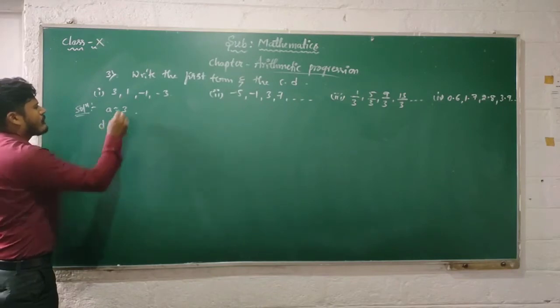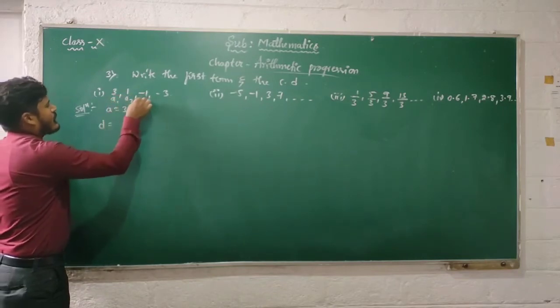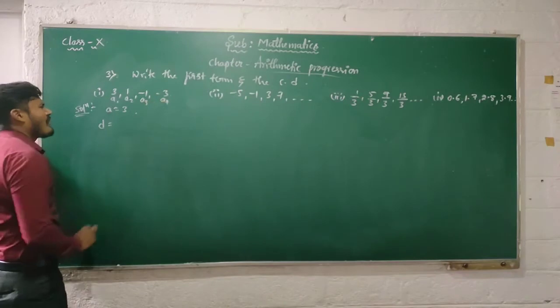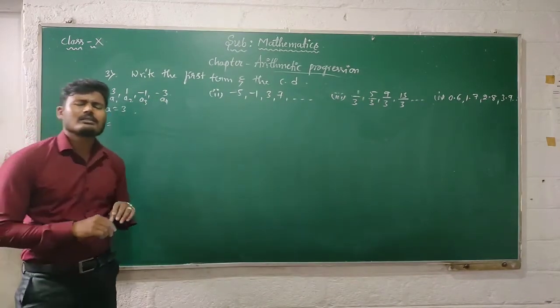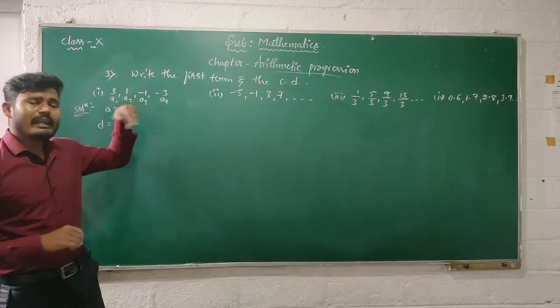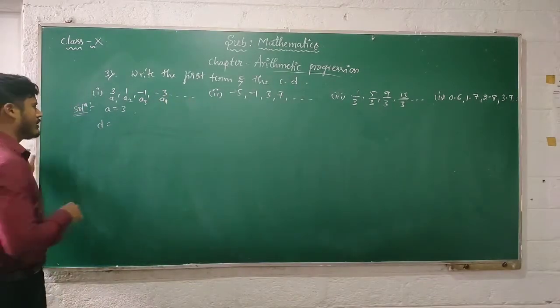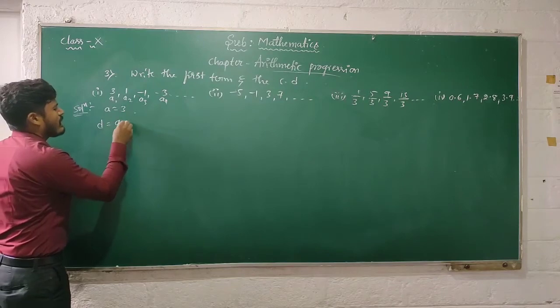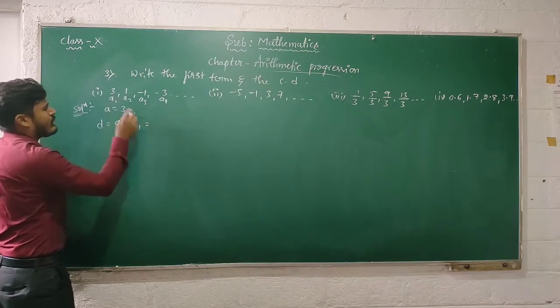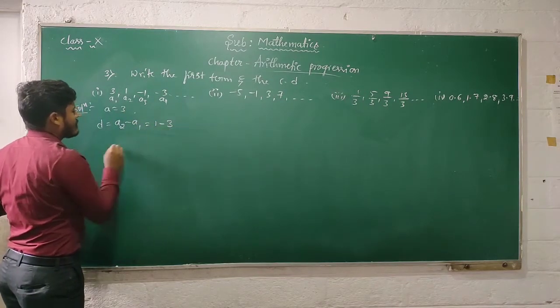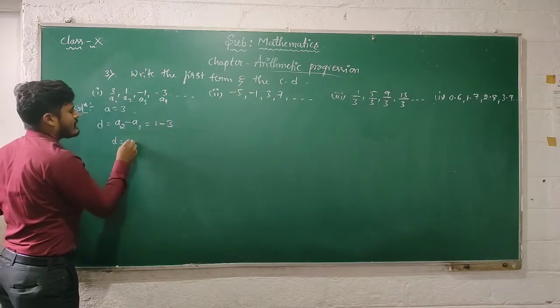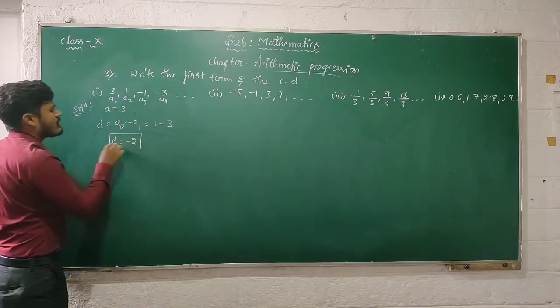D is equal to A1, A2, A3, A4. You should find out any one relation because these are already in AP. So you just find out any one relation. That's it. So A2 minus A1. This is equal to A2 is 1 minus 3. So the common difference is 1 minus 3, which is equal to minus 2. So minus 2 is the common difference.